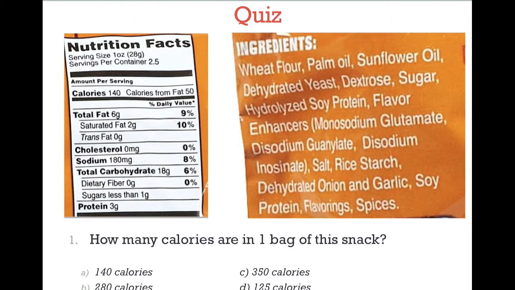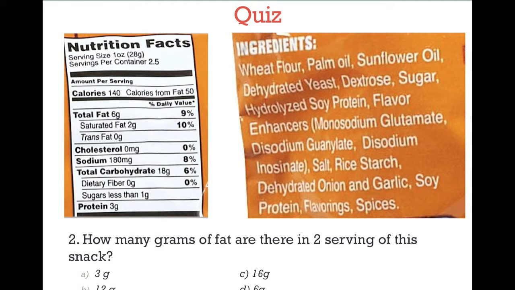Question number 1. How many calories are in one bag of this snack? Well, to answer this question, first look at the calories listed and the servings per container. There are 2.5 servings in this whole bag. If I ate the whole bag, I would multiply 2.5 by 140 calories to get my answer of 350 calories in the whole bag.